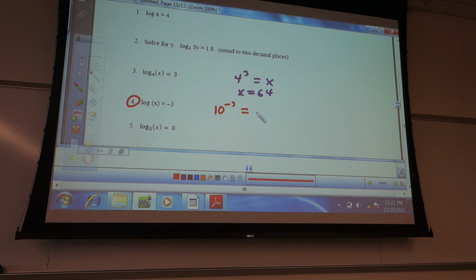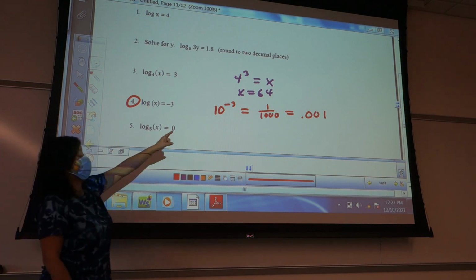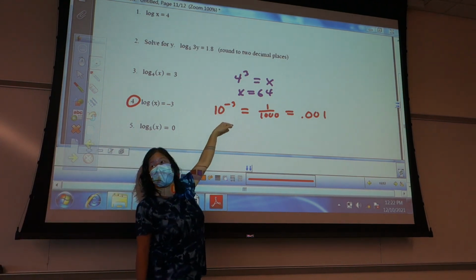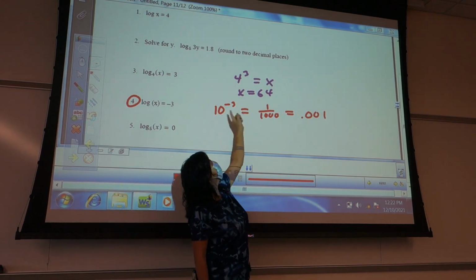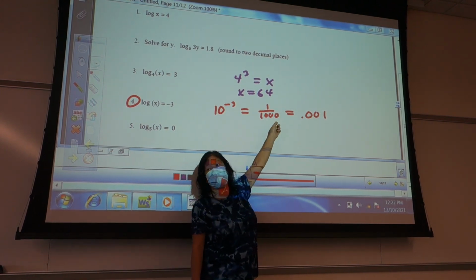Okay, whatever you get? 0.001. Alex, what'd you get? 1 over 1,000. And Eric got 0.001. Those are the same thing. Either one's fine. How do you do it when you get the fraction? He said this is a negative exponent, so it's divide by. So it's 1 over 10 to the third. 10 to the third is 1,000.